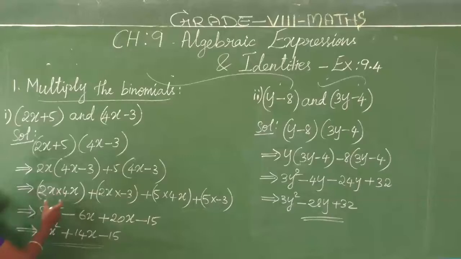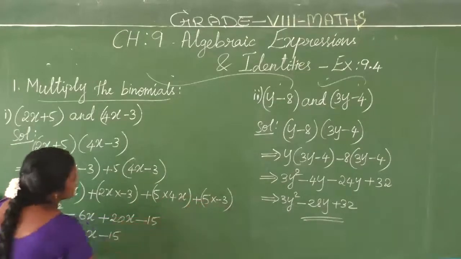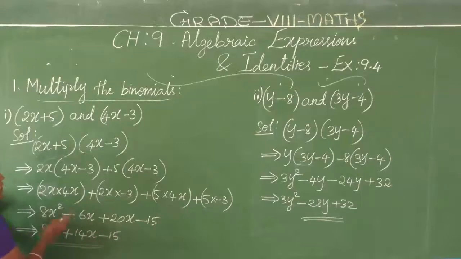Then multiply each part. 2 4s are 8, x into x, x square. 2 3s are 6 with minus, so minus 6x. Here 5 4s are 20, into x, 20x, minus 15. Like terms are to be combined and simplified, so plus 20x minus 6x equals plus 14x. This is the answer for these two binomials. If we multiply both binomials, we get the product like this.